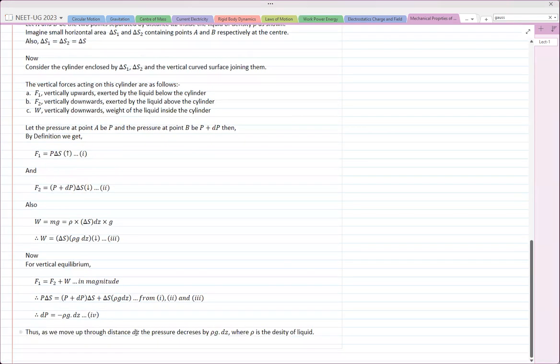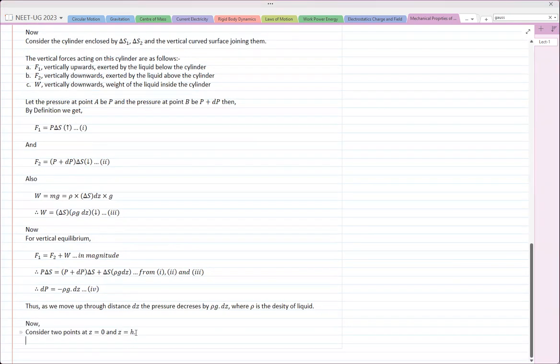Thus, this tells us that as we move up through distance dz, the pressure decreases by rho G dz, where rho is density of liquid, G is gravitational acceleration, and dz is the difference between the levels, right? You are going upwards. Now consider 2 points, z is equal to 0 and z is equal to h. This can be any 2 points.